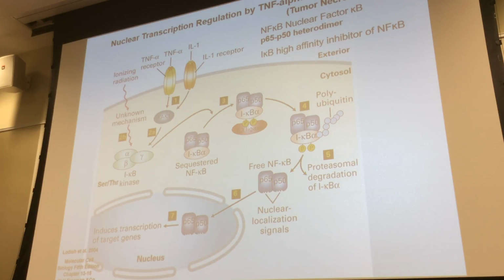Well, that frees up the NF-kappa B. So the way it does that is that these sites were hiding the nuclear localization signal. And once the I-kappa B has been removed for degradation, then that opens this up, and this little dimer, this heterodimer, can now come into the nucleus and become a transcription factor.